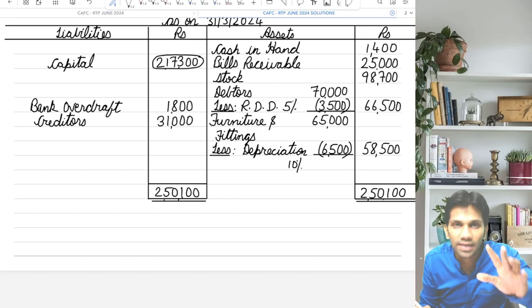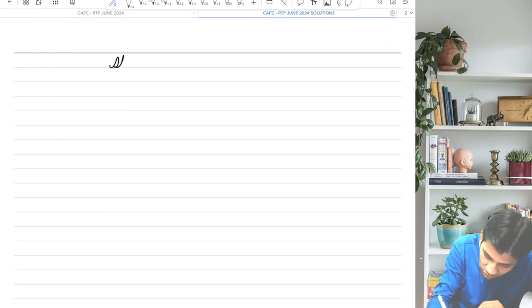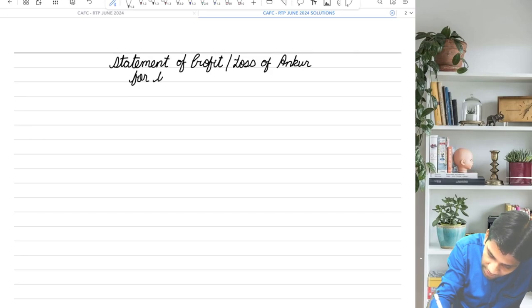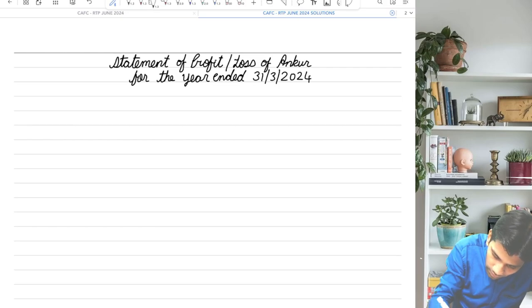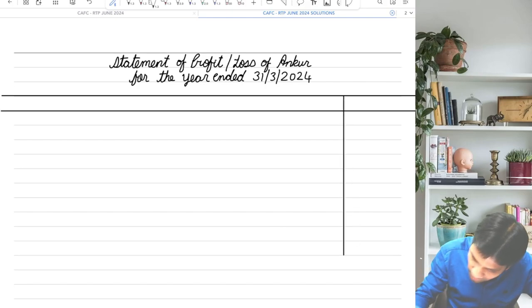So we have calculated opening capital, we have calculated closing capital, and now we are going to calculate the profit or loss. So statement of profit or loss of Ankur for the year ended 31st March 2024. Please write it in the same pattern. Presentation is also important, guys. We will prepare the format, particulars and rupees. A single rupees column is more than sufficient.